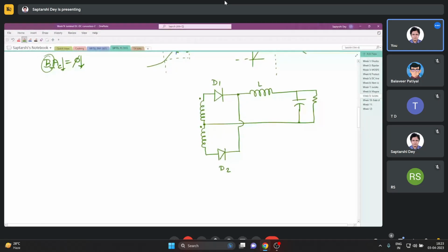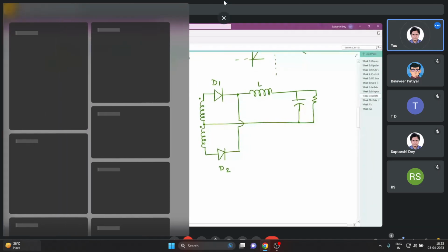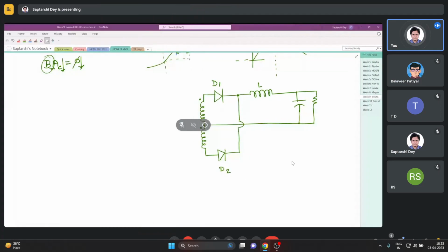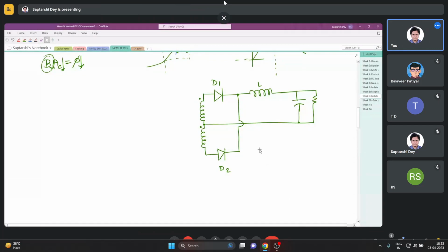Okay, so let us draw the first converter for today, which is the regular push pull converter. So this will be the secondary for all of us.